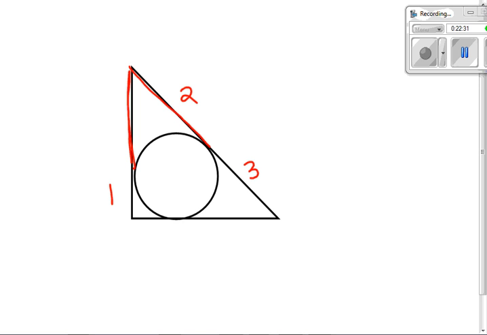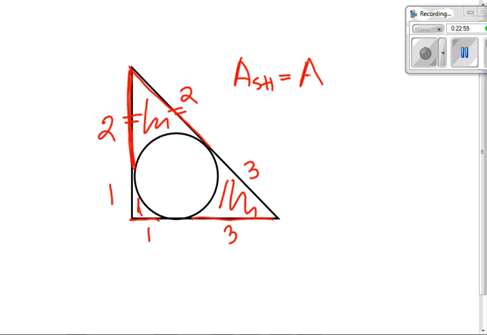So this is what? Garrett, how big is this? These are equal. That's the length. What about this one then? 3. And this is 1. Now, to find the shaded region, I have a plan. The area of the shaded region, Cole, is the area of the triangle minus the area of the circle.